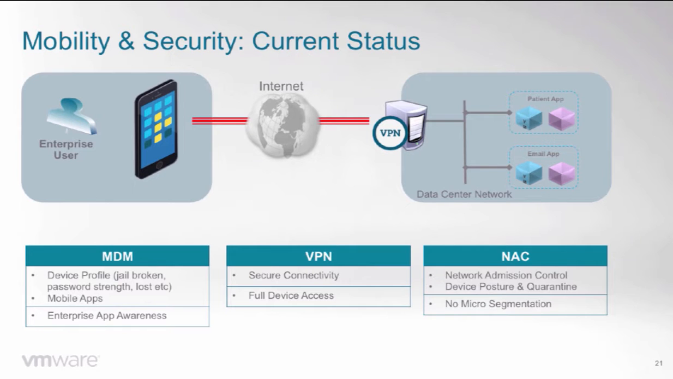So let's look at how mobile security is typically handled today. Today, as I mentioned, you have an enterprise user with a device. Maybe it's an iPhone, maybe it's an iPad, maybe it's some other type of tablet. They're connecting over the internet generally via VPN, whether that's a hardware-based VPN concentrator or some type of software-based solution, into the data center network. And really the focus is on network admission control. So who's allowed in, who's allowed out, and what can they do when they're there.